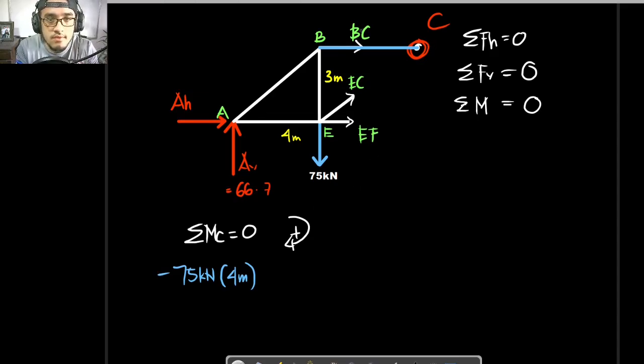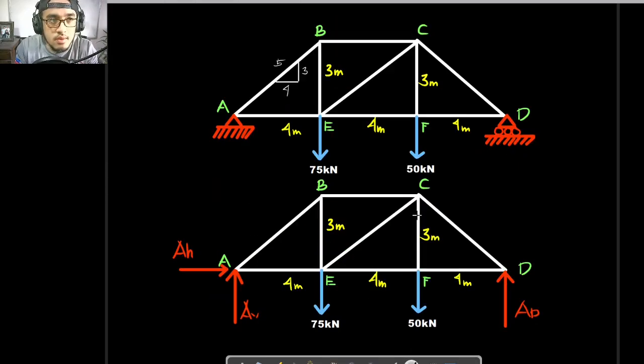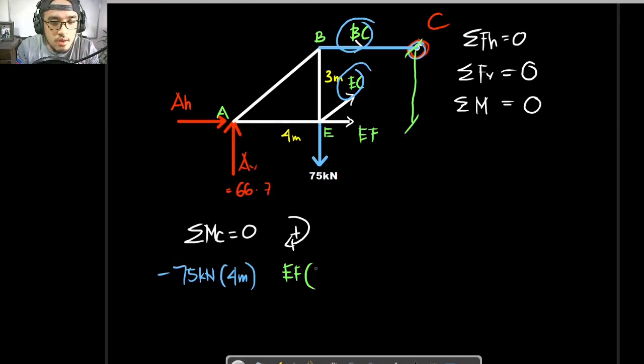Okay, so what else? As for BC and EC, they would be having no lever arm since they are concurrent to that point. So we would be including this EF right here. So EF times the lever arm, and our lever arm is this height right here, or the perpendicular distance from point C to the force of EF, which is this part right here. So that is to be 3 meters. Is it positive or negative? Once again, it is negative, since this is your force and this is your point, so it would be in a counterclockwise manner.